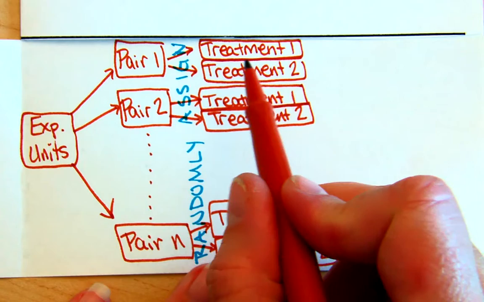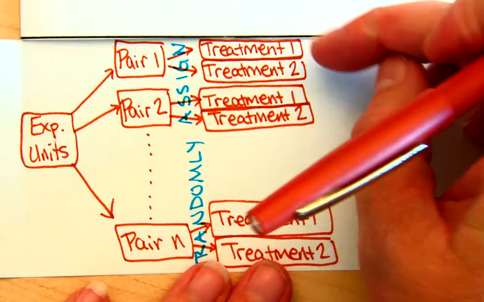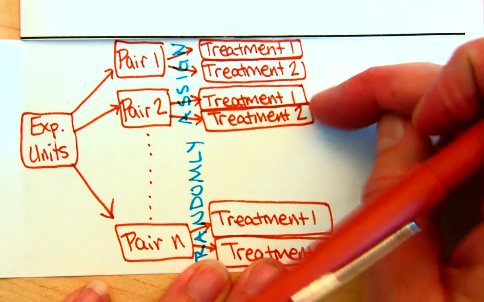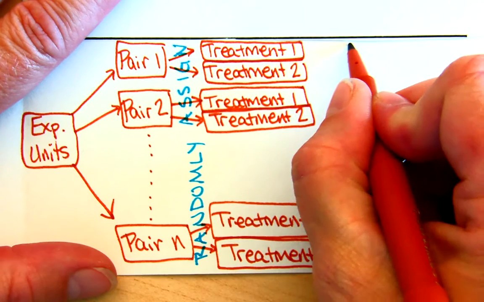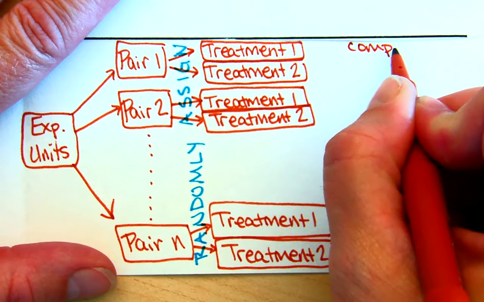So when we do our comparison, we're comparing this pair to each other, this pair to each other, and this pair to each other all the way through. Okay? So compare the response variable for each pair.